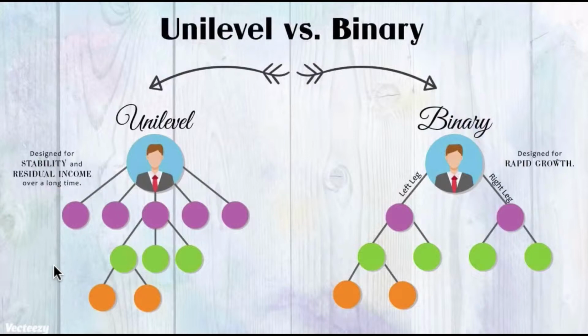Okay. Now, the difference in binary: by definition, binary means two. So on the binary, you have two legs, a right and a left leg. And everybody that you bring in goes down one of those two legs. Now, the value in a binary sometimes is that you can possibly get help from the person above you, because if you're on their, say, right leg, everybody they put in on their right leg can only fall down that right leg. And if you're on there, people are going to fall down underneath you on that right leg.